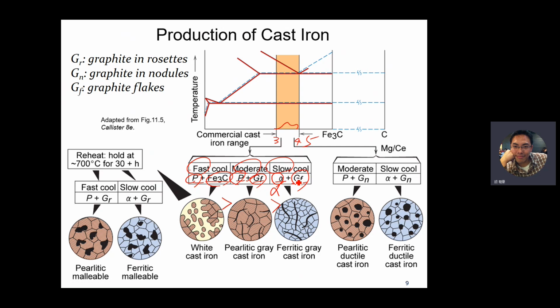Okay, and for the fast cooling rate, its microstructure consists of pearlite and cementite, called the white cast iron. And for the moderate cooling rate, its microstructure is pearlite and graphite flake, and it is the pearlitic grade cast iron. And for the slow cooling rate, its microstructure consists of alpha ferrite and graphite flake, called ferritic grade cast iron.